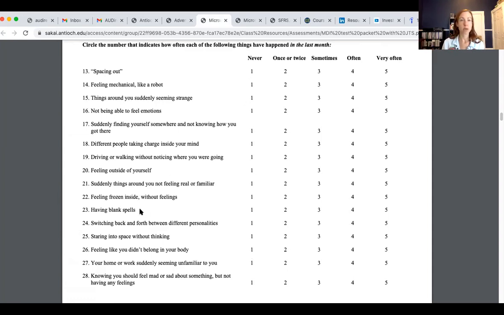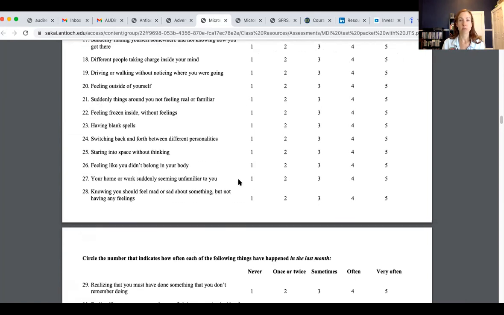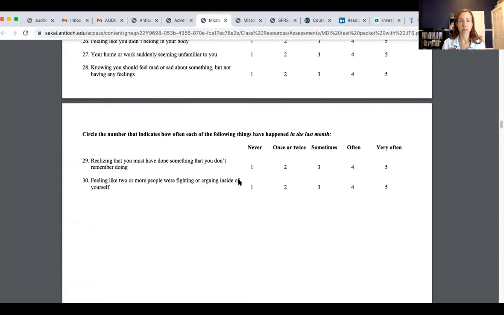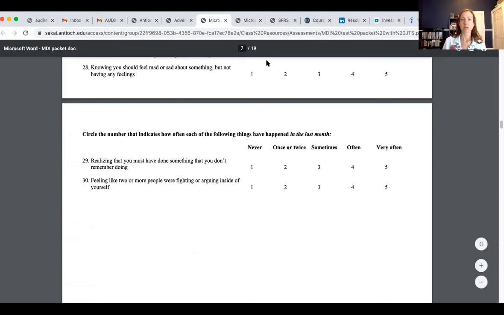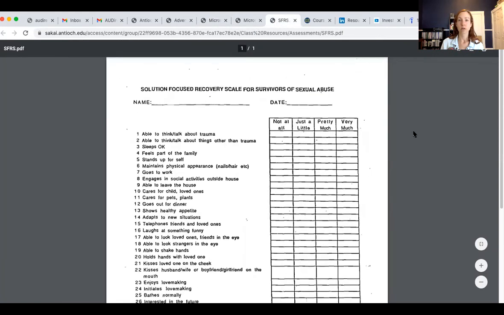So having blank spells, again, I'm hopping around. Things around you feeling suddenly strange, feeling mechanical like a robot, feeling like you didn't belong in your body. So really interesting assessment instrument that I find very valuable. And then, another one before I stop sharing, there is the Solution Focused Recovery Scale for Sexual Abuse Survivors. Here we go.